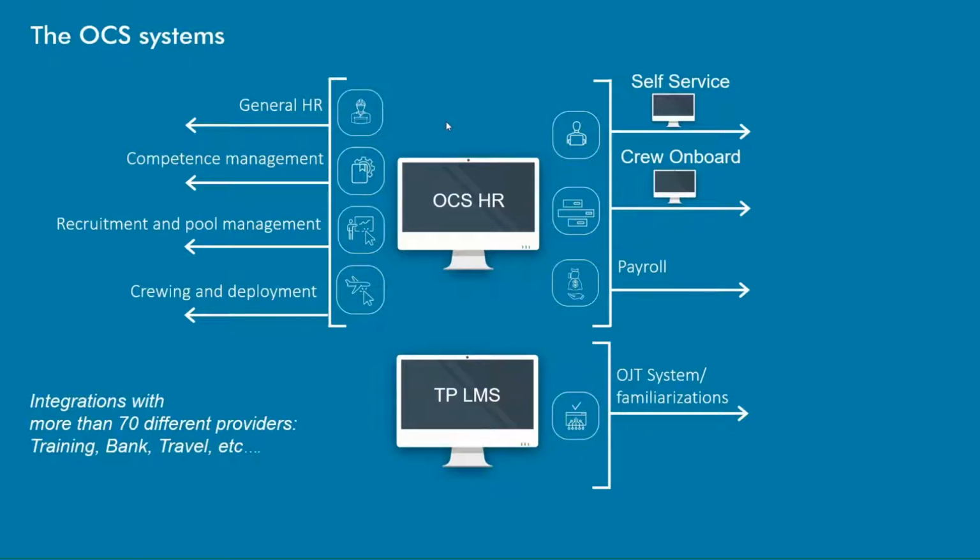OCS Hr has 5 main areas of functionality. These are General HR, Complete Competence Management, Recruitment and Pool Management, Complete Crewing and Deployment, and Payroll. All of these functionalities are integrated, which means when you enter information once, that information remains within the OCS Hr system, and you do not need to re-enter anything. This helps save time by allowing information to be instantly accessible to all parts of the organization.